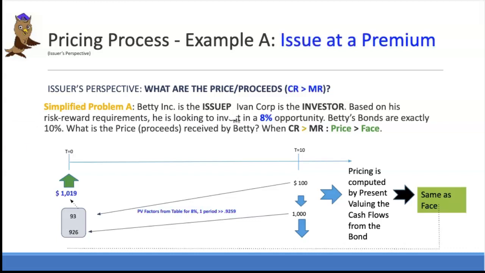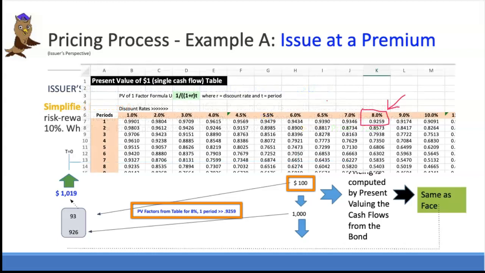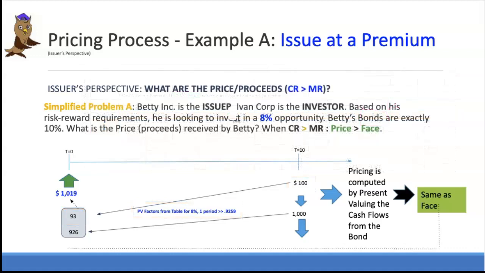This slide also has the very same setup as previously. The only difference is that the market rate is now only 8%. The process is the same. The cash flows from the interest payments are now present valued at 8% instead of the 10% in the at face scenario or the 12% in the discount scenario. At the new 8%, the result is a PV of $93 for the cash flows from the interest payments.